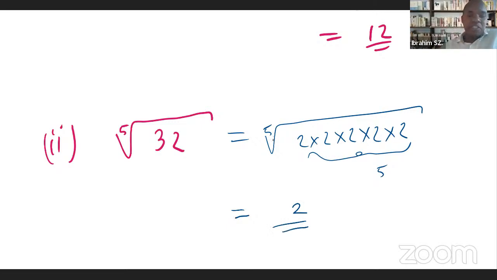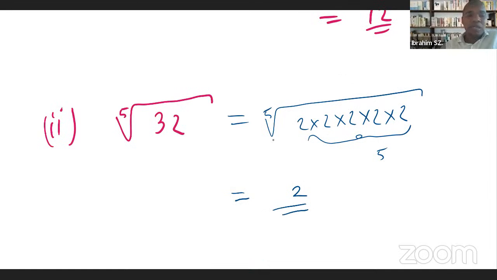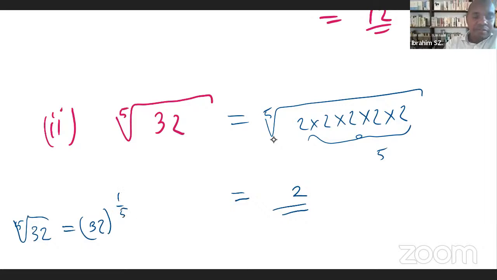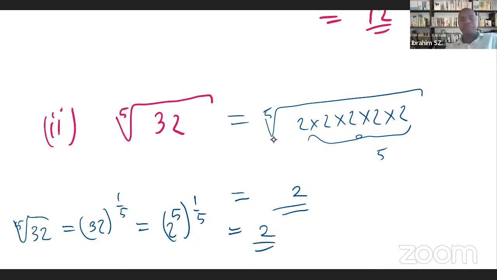The second approach, fifth root ya 32, hii ni sawasawa na kuchukua 32 power 1 over 5, itakuwa ni 2 power 5 times 1 over 5, unapata actually 2 kama tulivyopata hapo juu.